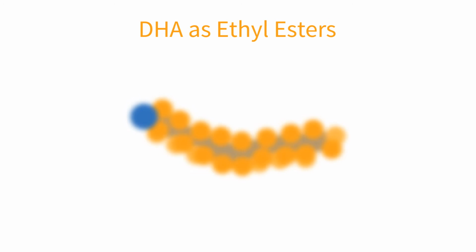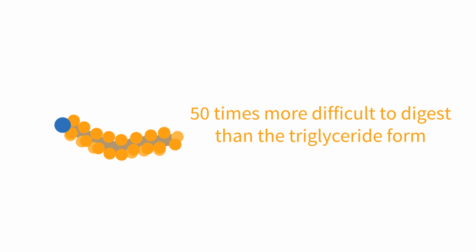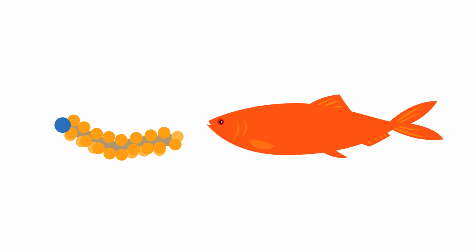The ethyl ester form of DHA is even worse. The ethyl ester form has been shown to be 50 times less bioavailable than the triglyceride form, which is less bioavailable than the phospholipid form. The ethyl ester form is prone to oxidation. This is what causes the fishy taste and smell. Just like the triglyceride form of DHA, the body doesn't actually use DHA in the ethyl ester form. It must metabolize it and change it into a usable form.